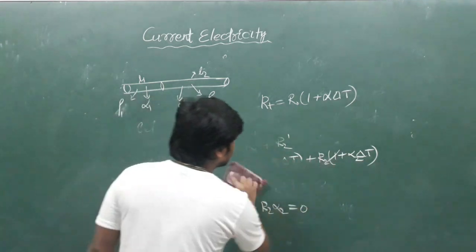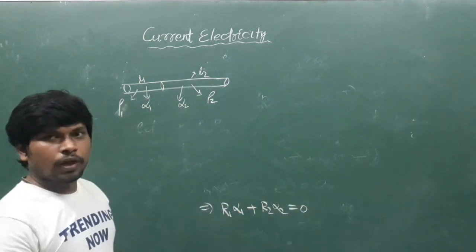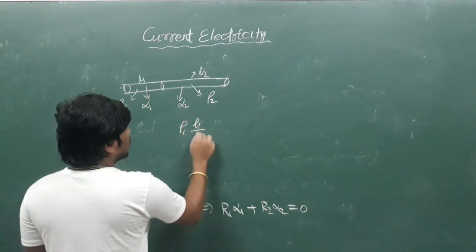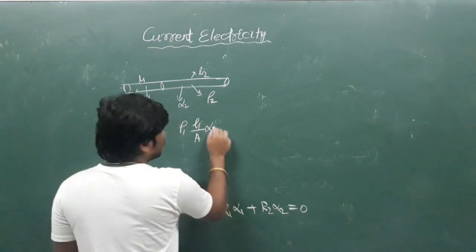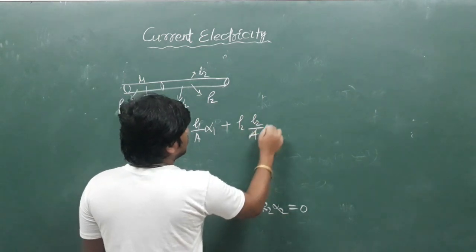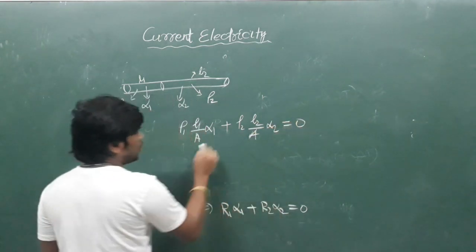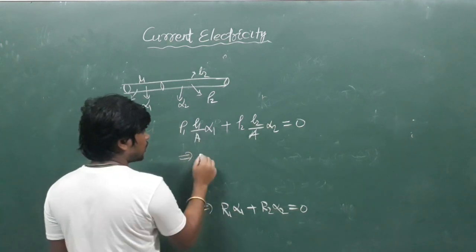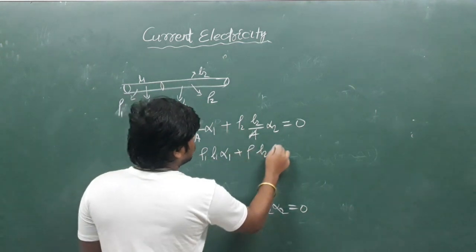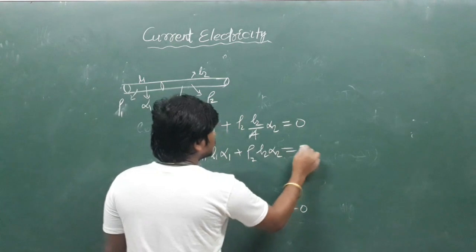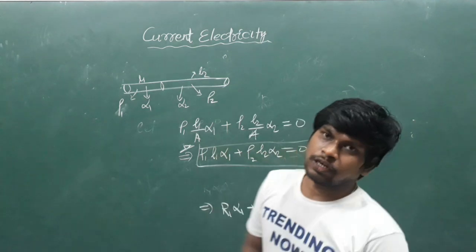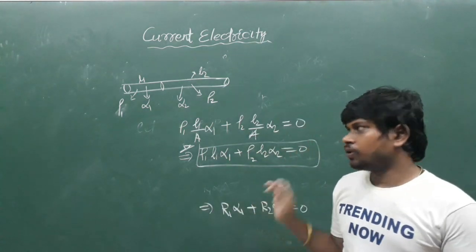Now write the value of R1. What is the value of R1? That is equal to rho L by A. So just put here rho 1 L1 by A, the same area of cross section, into alpha 1 plus rho 2 L2 by A into alpha 2 equals 0. So take A common, area can never be 0. So this becomes rho 1 L1 alpha 1 plus rho 2 L2 alpha 2 equals 0. So this is a very important relation between the conductors, such that the conductor is independent of temperature.